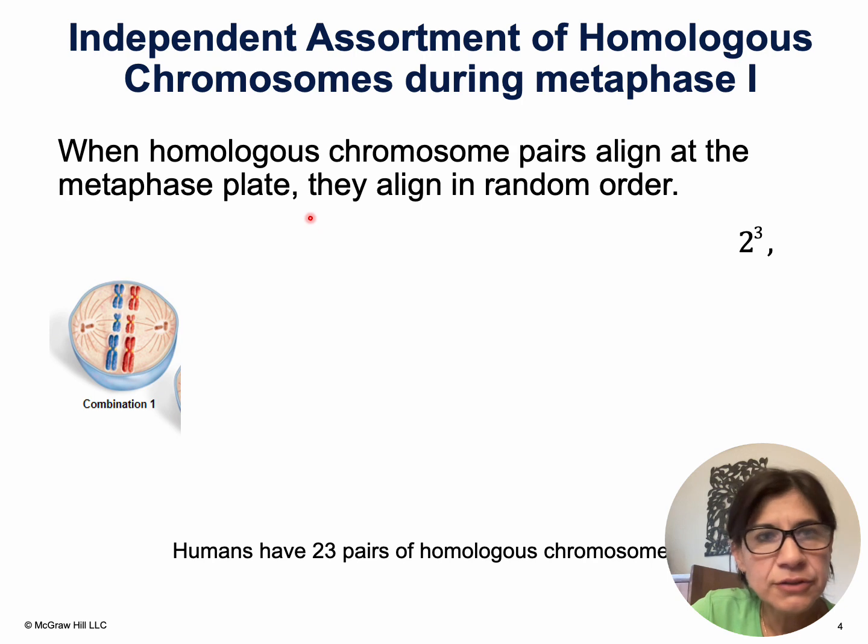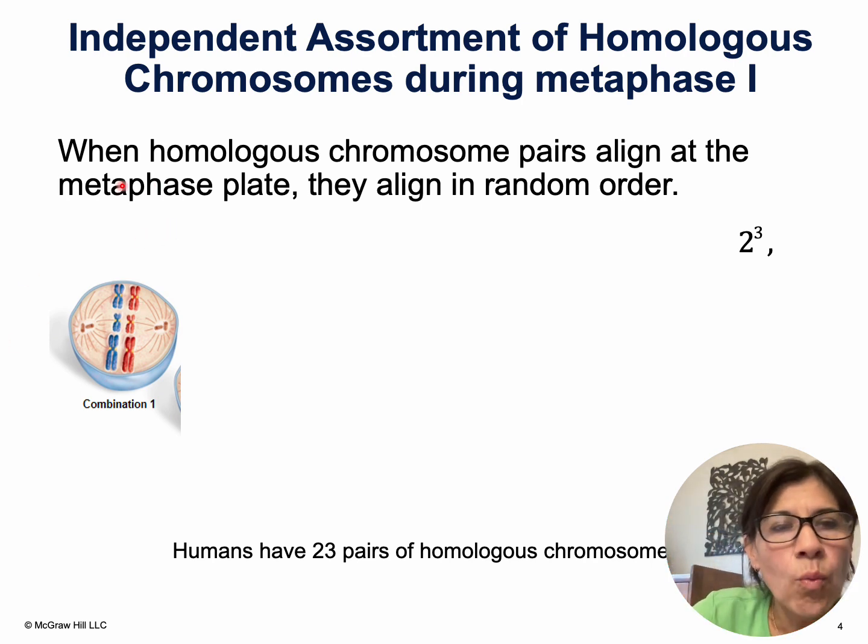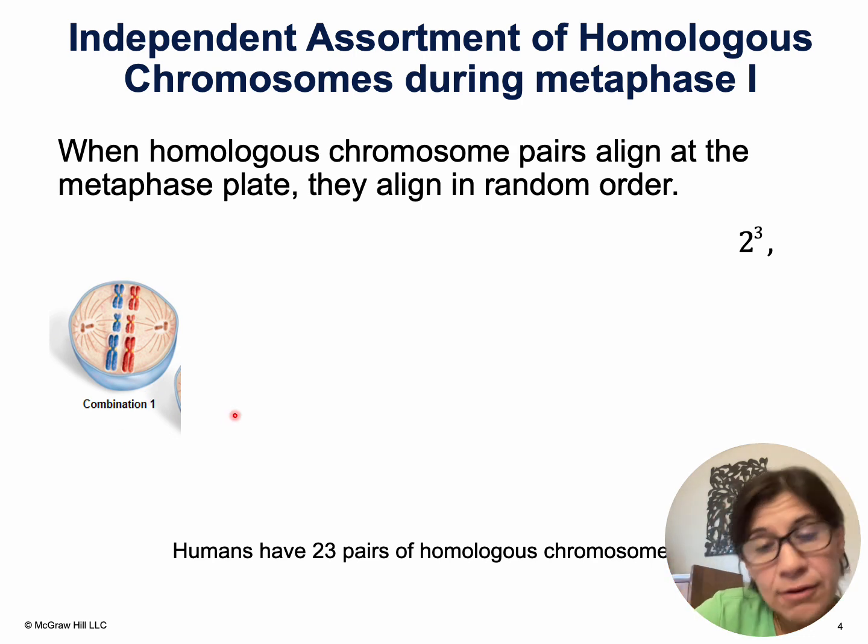So, independent assortment occurs during metaphase, remember meta, middle, and meiosis, the homologous pairs are going to line up at the metaphase plate. In mitosis, it would have only been one duplicated chromosome lining up. In meiosis, it's the pair that lines up. Because recall, the point of meiosis 1 is to separate those pairs. And when homologous chromosome pairs align at the metaphase plate, they align in random order, or they sort themselves independently. And here's what I mean by that.